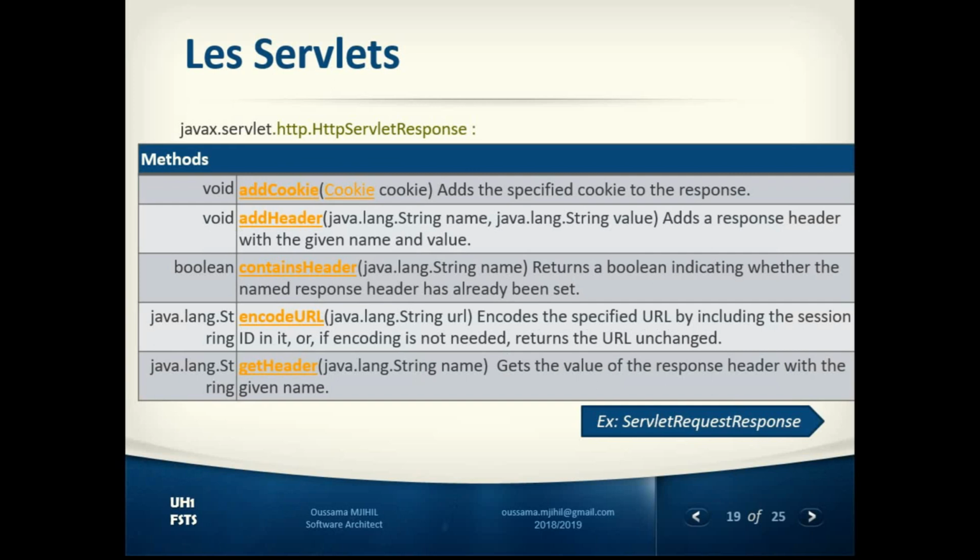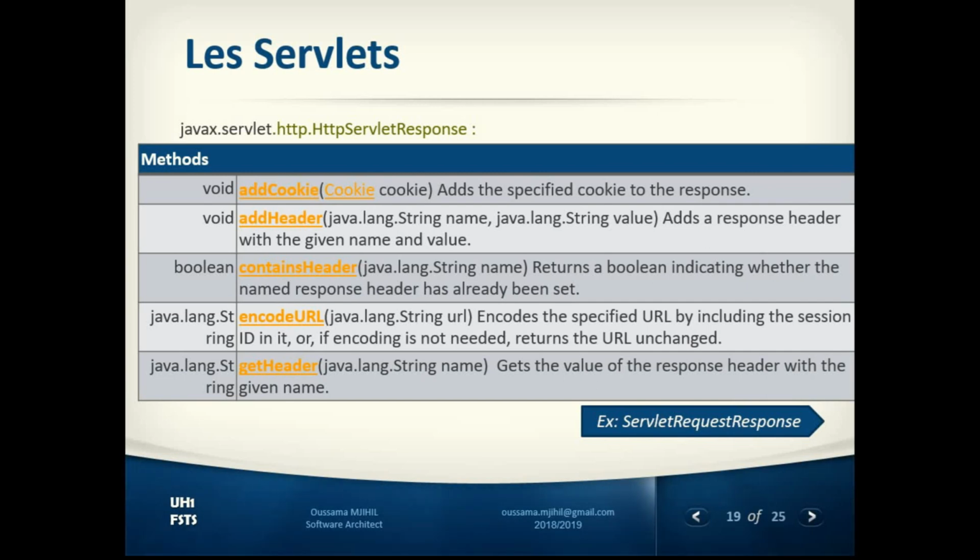So for the response we can add cookies, and addHeader to send headers to the client. containsHeader returns a boolean indicating whether the named response header has already been set. encodeURL encodes the specified URL by including the session ID in it, or if encoding is not needed, returns the URL unchanged. So we use it if we have a session ID and we want to send a URL with the session ID encoded in it. getHeader gets the value of the response header with the given name.